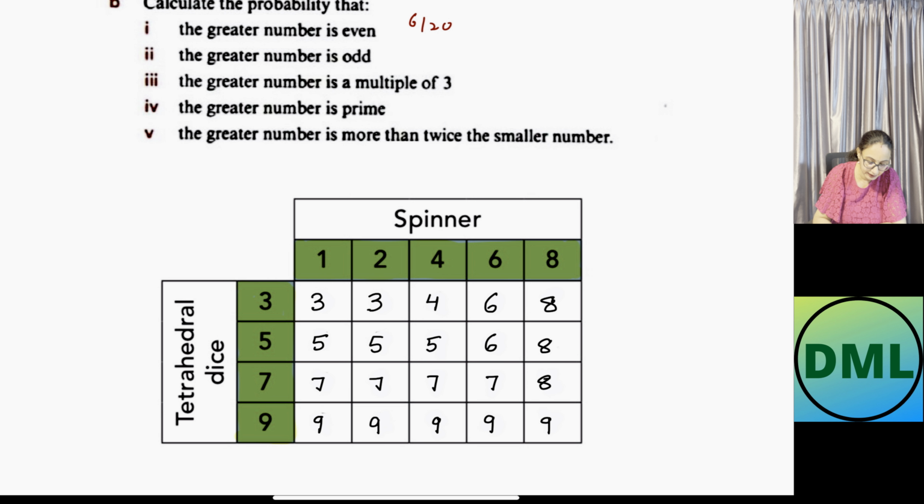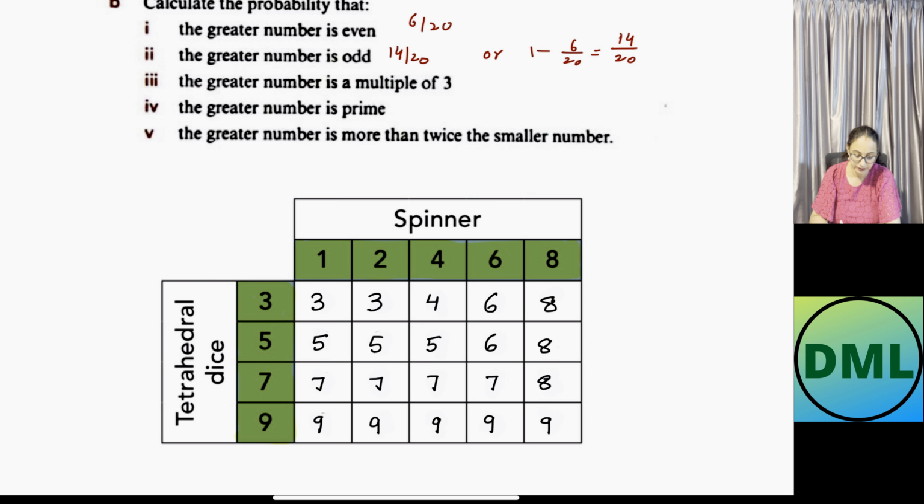I will write down my answer as 14 by 20, or you can write down the answer as 1 minus 6 by 20, because I calculated all the even numbers before. So to get the odd numbers, I can subtract it from 1, as the total probability is considered as 1. If you do that, your answer will be equal to 14 by 20 only.